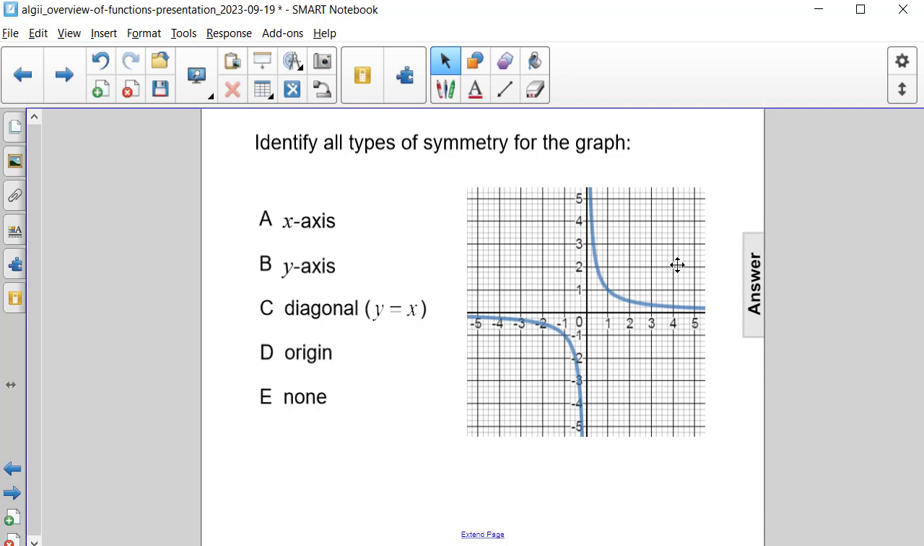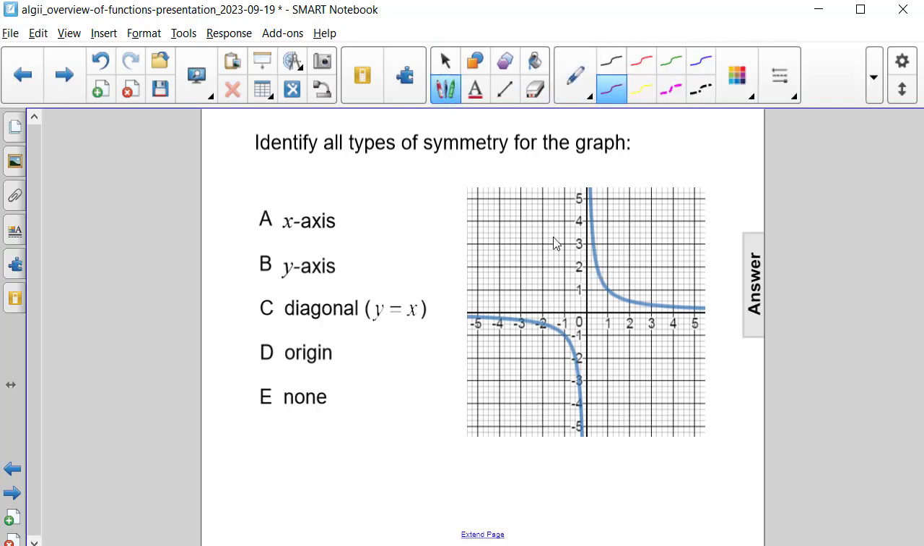Identify all types of symmetry for the graph that's shown. Is it symmetric about the x-axis, y-axis, the diagonal line y equals x, the origin, or none of these? Well, let's first start off with answer choice A and see if it works.